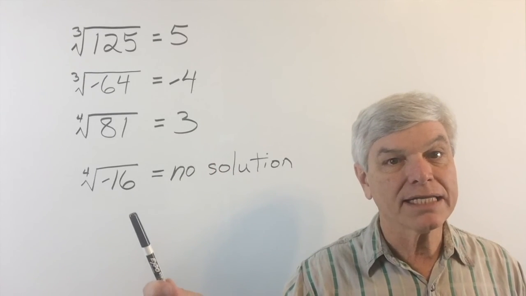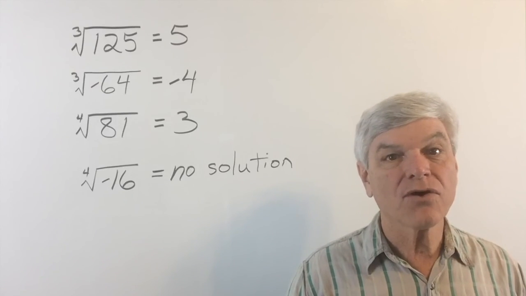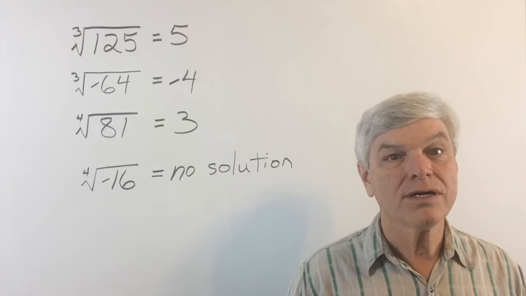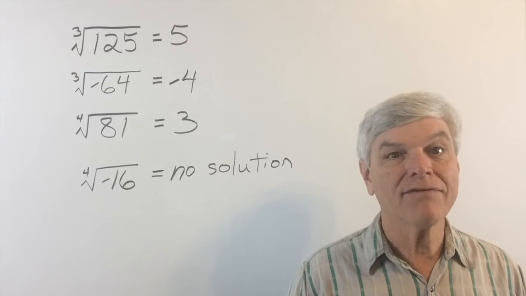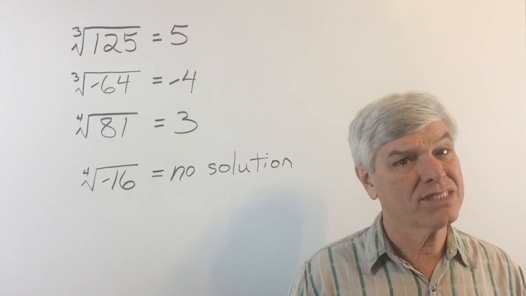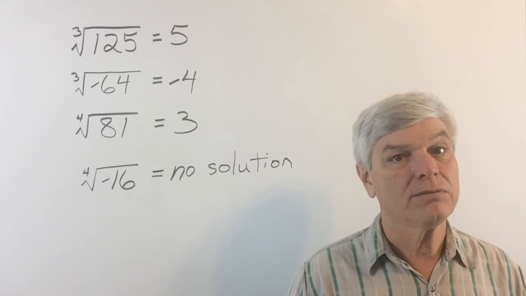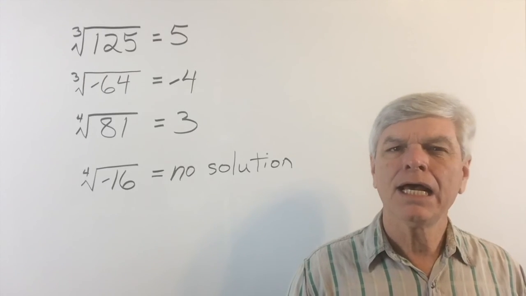And let's get back to this. The fourth root of negative 16, or the fourth root of 16, is 2. But you can't have a negative in the root if the root is even, okay? So I told you if it's odd, that's fine. But if it's the second root, that is the square root, or the fourth root, or the sixth root, you can't do it. So be mindful of that.